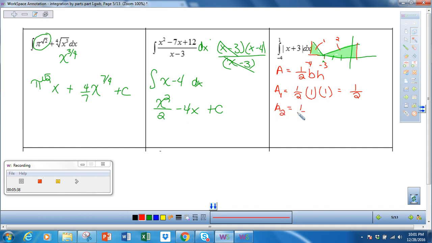Area 2 is 1/2 base times height. I'm going from -3 to 1, so that's 4 units. And to find my y value, I evaluate this expression at 1. So I get 1 plus 4, 1 plus 3 is 4. So this is 8. So the total area is 1/2 plus 8, or 8.5, or 17/2, if you will. I'll accept either of those answers.